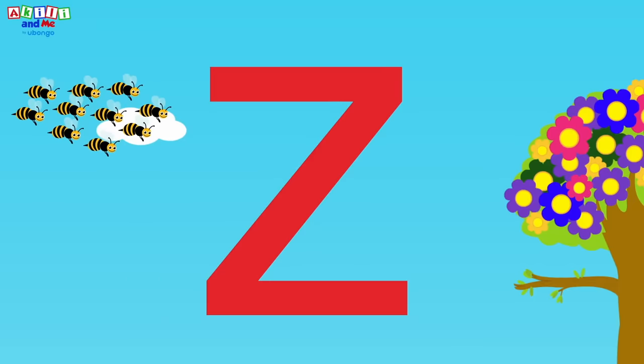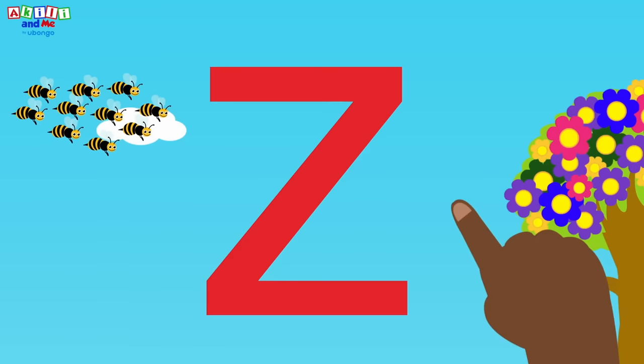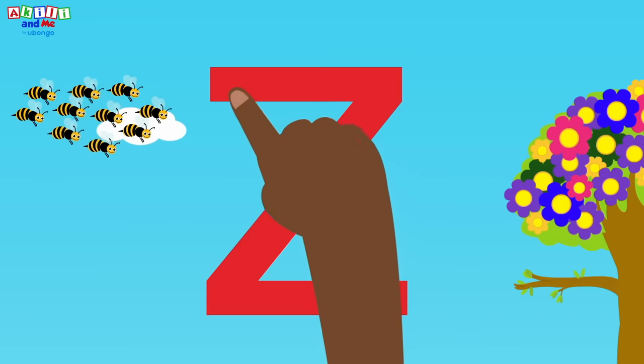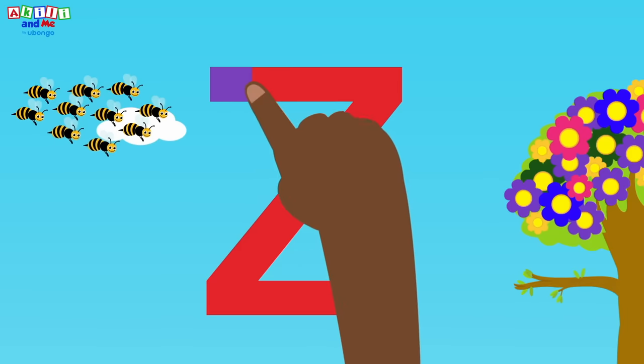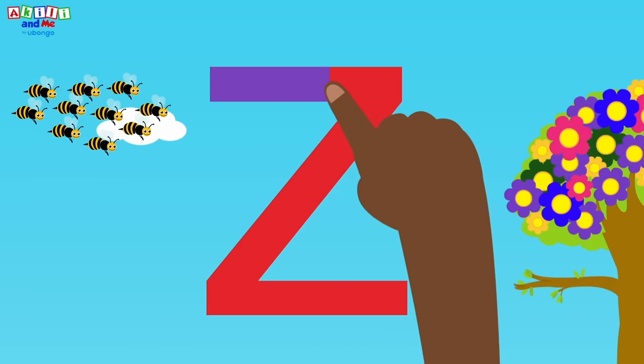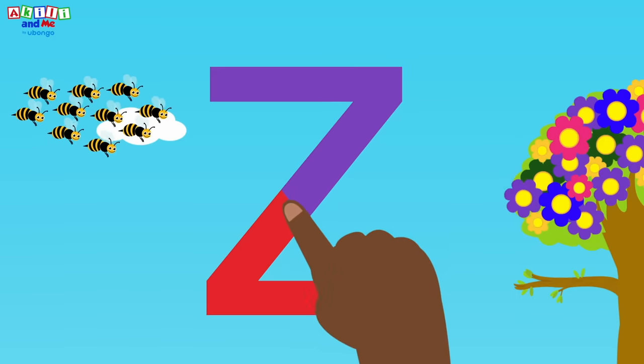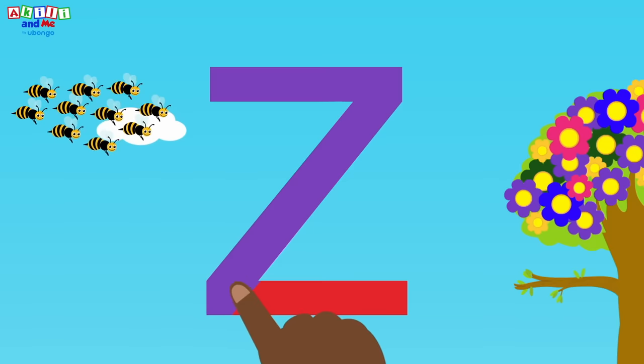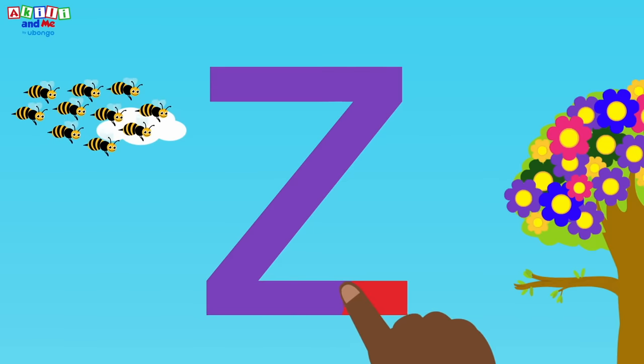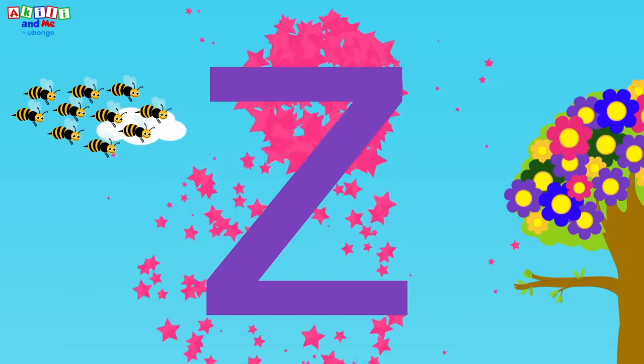Again! Yes, let's draw it again. Get your fingers ready. We start at the top. Then we go across the top and down to the corner and across the bottom. Letter Z.